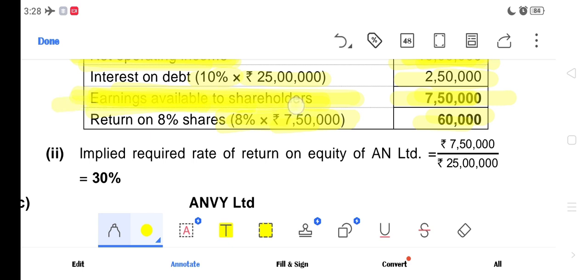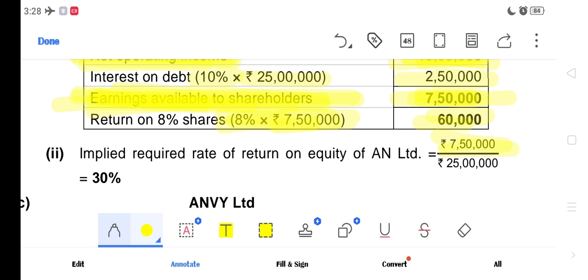So earnings available to shareholders means all goes to equity shareholders only. So 7,50,000 goes to equity shareholders. And how much is the total equity, on how much amount of investment does this 7,50,000 go to? 7,50,000 goes to equity shareholders only. Upon how much investment? 25 lakhs, no.